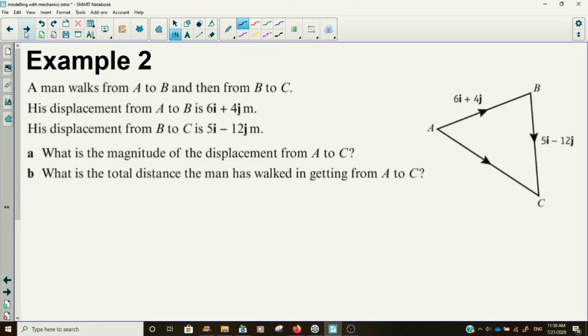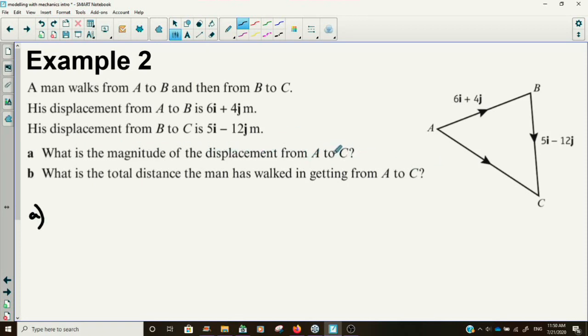Here we have a man that's walking from A to B and then from B to C, and we're given his displacement vectors from A to B and from B to C. We want to work out the magnitude of the displacement from A to C. So if he wanted to travel from A to C, how would he have to do that? Well, let's just write this down in terms of vector notation.